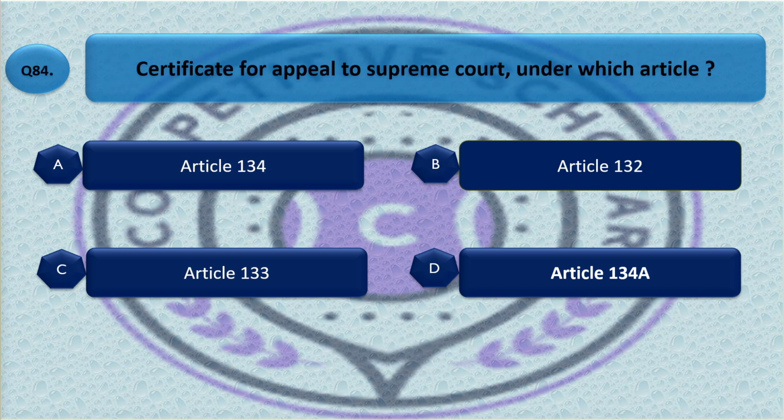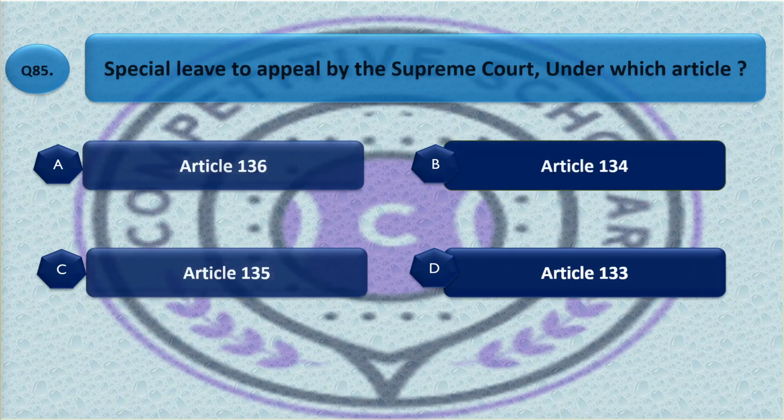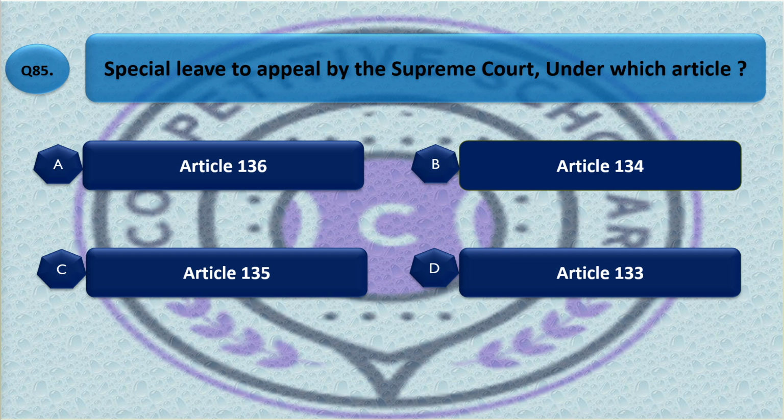Question number 84. Certificate for appeal to Supreme Court under which article? Option A, Article 134. Option B, Article 132. Option C, Article 133. Option D, Article 134A. Answer is option D. Question number 85.